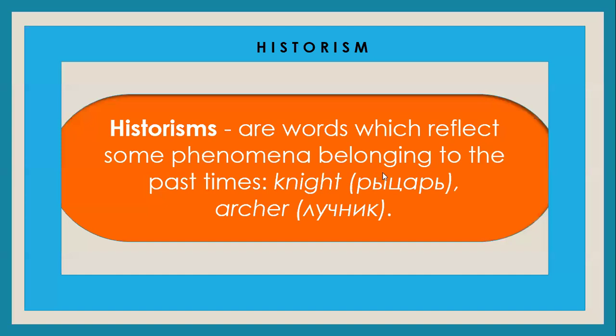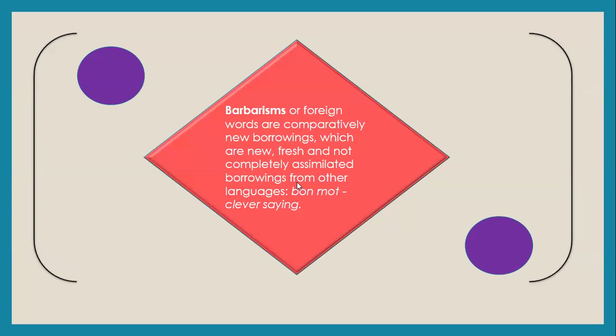Historisms. If we discuss historisms, these are words which reflect some phenomena belonging to past times. For example, knight or archer. Barbarisms or foreign words are comparatively new borrowings, which are new, fresh, and not completely assimilated borrowings from other languages. For example, bon mot, or clever saying.